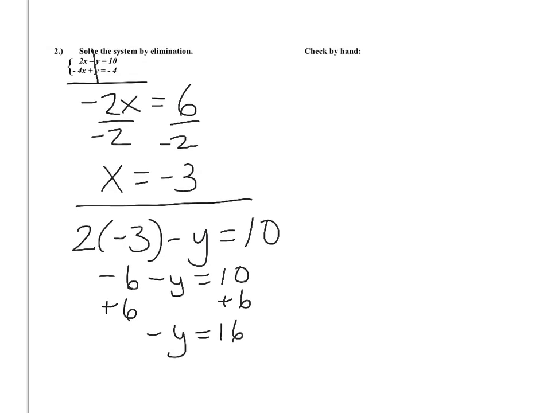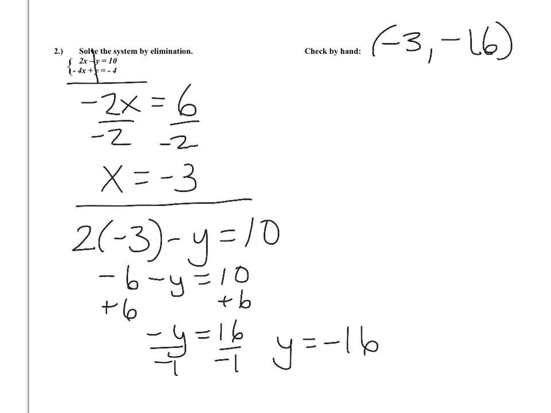And then I'm going to divide both sides by -1. And when I do 16 divided by -1, I get y is equal to -16. And so now my answer is an ordered pair. So I'm going to write my answer as -3, -16. And so that's my answer, and now I have to check it.